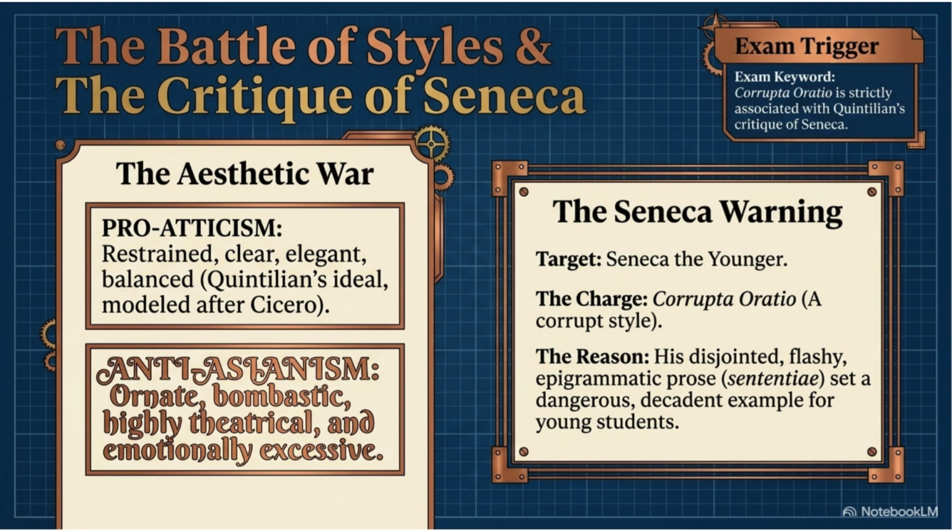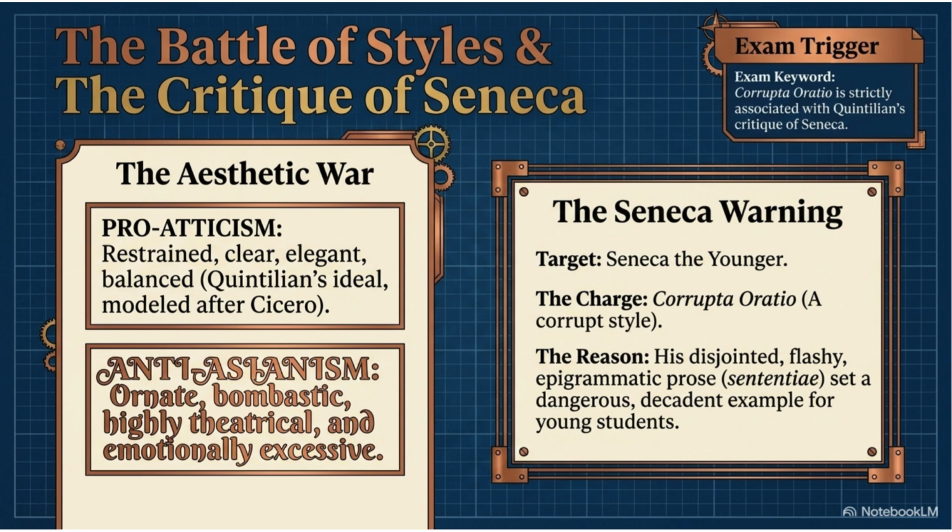Easy memory trick. To remember the two styles, think of two different buildings. Atticism is like a well-designed library. Simple, strong, organized, beautiful because of its balance. Asianism is like a building covered with too many decorations. It attracts attention immediately, but the decoration may hide the actual structure. Now remember Quintilian's view. Atticism is clear, balanced, Cicero, approved. Asianism is ornate, excessive, Seneca's influence, criticized.